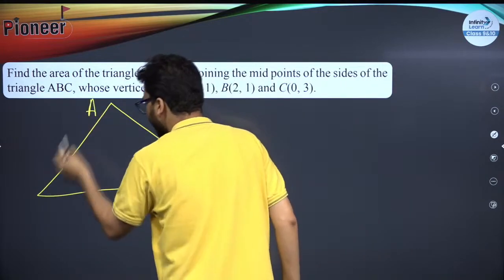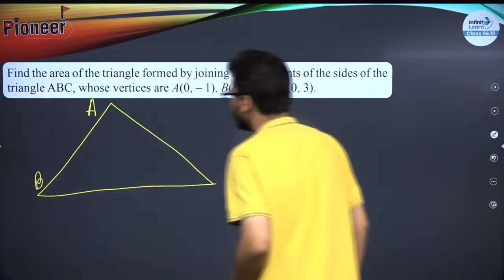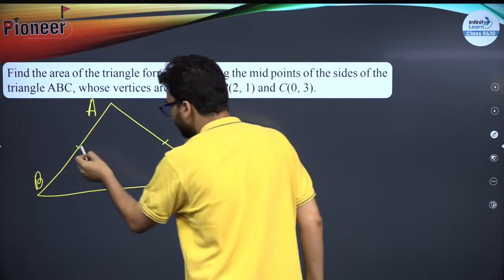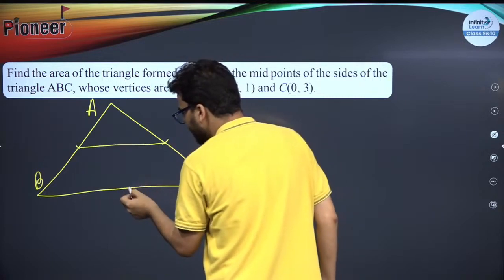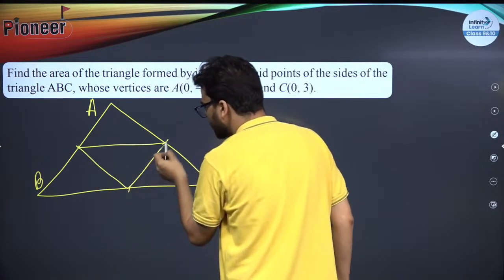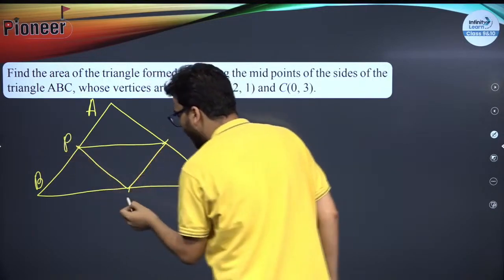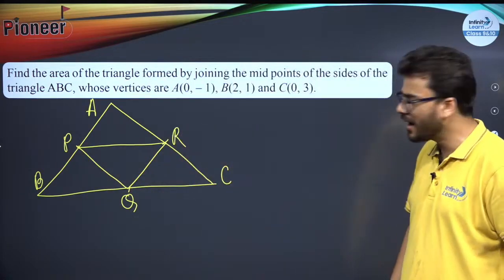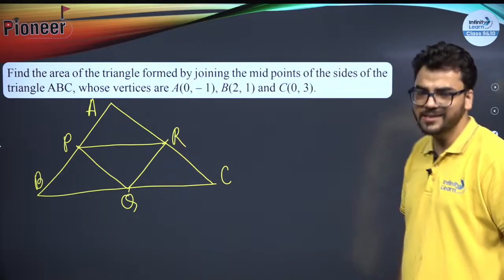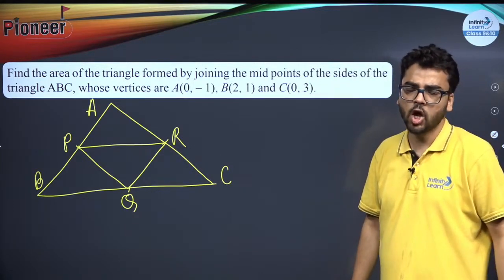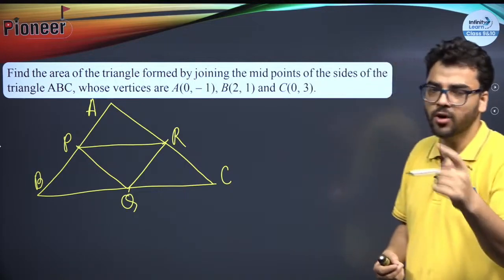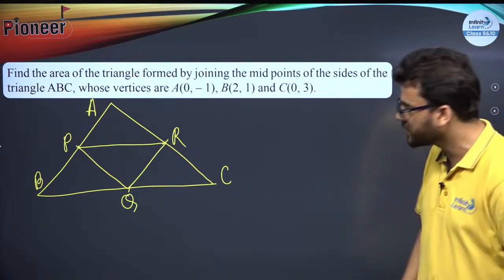See, this triangle is basically ABC and you are joining the midpoints of this triangle. These are midpoints. Suppose the midpoints are P, Q, R. So basically you have to find the area of the triangle PQR if the coordinates of ABC are given to you, right? Now basically, have you studied this concept, guys? The midpoint theorem you have studied, right?